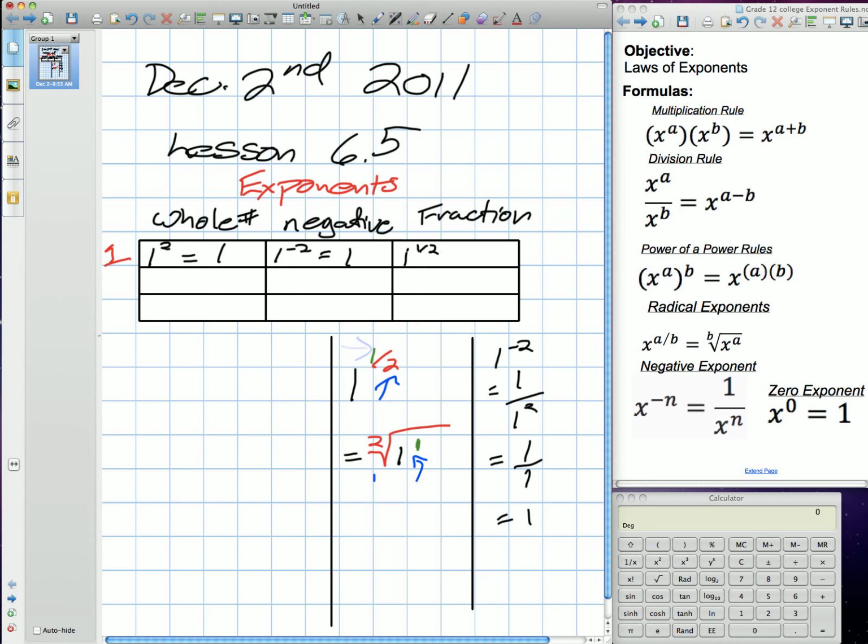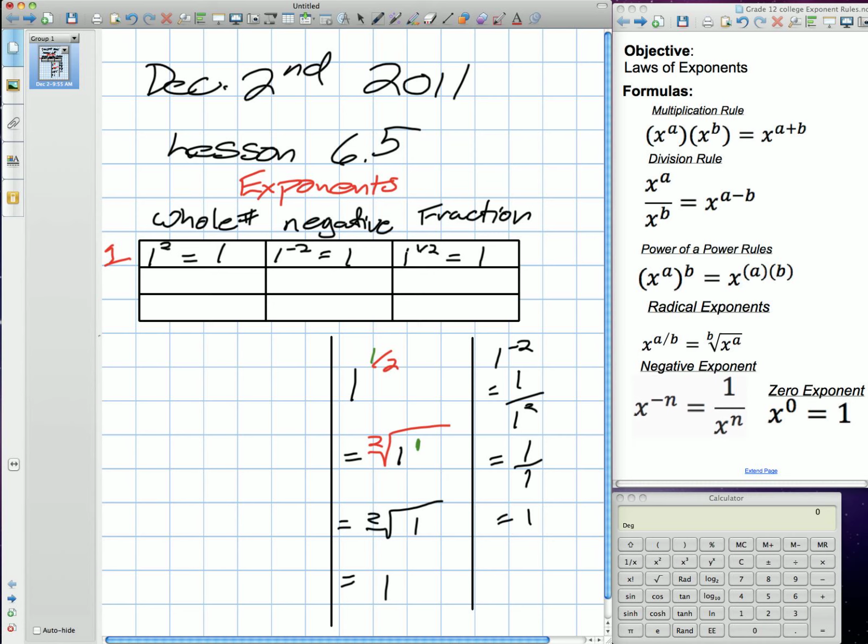So what is 1 squared? 1 to the power of 1 is 1. So we're still left with the square root of 1. We evaluated 1 to the power of 1. What's the square root of 1? 1. In this case, our whole number, our negative, and a fraction all gave us the same answer. But this is going to change. Our numbers are going to be very different here.